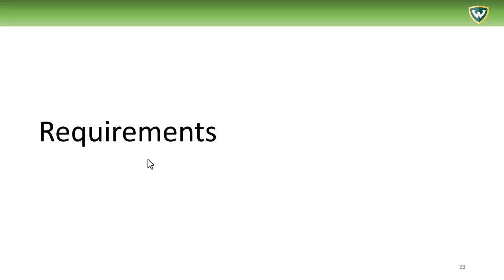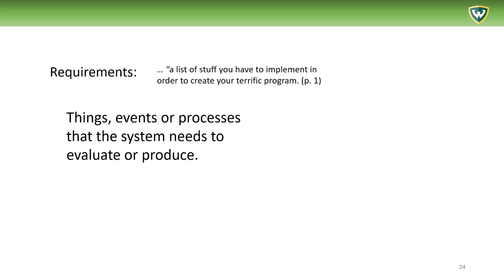Requirements. So, what are requirements? Well, requirements are the list of stuff you have to implement in your program, in your system, in order to create your terrific program. I put it as the things, events, or processes that the system needs to evaluate or produce. It's what the system, the software program, needs to either evaluate, check, stop, negate, or actually produce, create, and send some output.